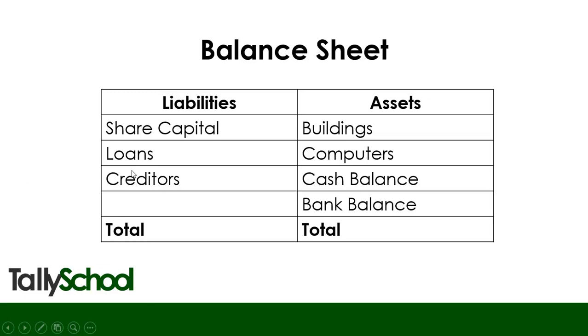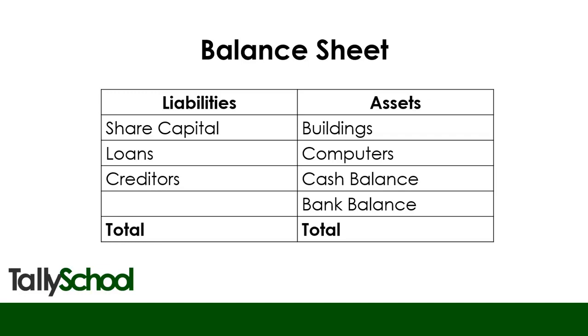Loans are the money that you take from other banks or other people, and you have to pay back the money in the form of interest and principal. Principal is the loan amount that you have taken, and interest is the amount that you pay as a charge for using the funds that you have taken in the form of loans from other people.